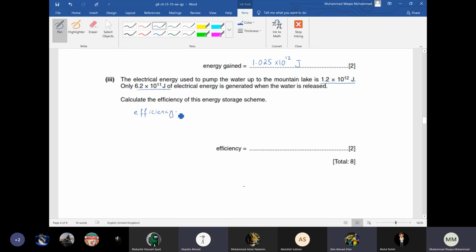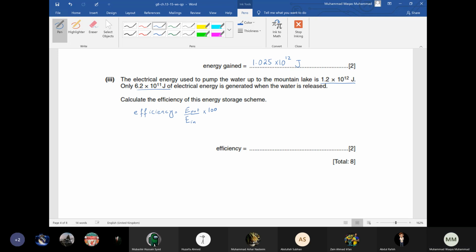Energy in over energy out multiplied by 100%. Shabash. So beta, what is the energy input? Sir, it's 1.2 times 10 raised to power 12. Beta, it's not energy in over energy out. First of all, you told me the formula wrong. It's energy out over energy in. Output energy over total energy input. What happened, beta? How many times we did that formula? Energy output divided by energy in. Right or wrong?